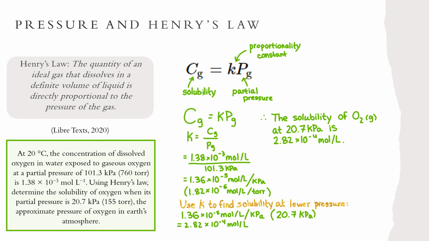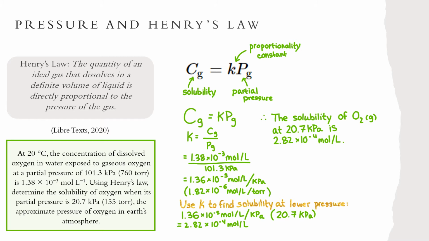So now we're going to look at a quick example using Henry's law. This law states that the quantity of an ideal gas that dissolves in a definite volume of liquid is directly proportional to the pressure of the gas. And you can see this relationship here to the right. Cg equals Kpg, where Cg is the solubility, K is the proportionality constant, and Pg is the partial pressure.